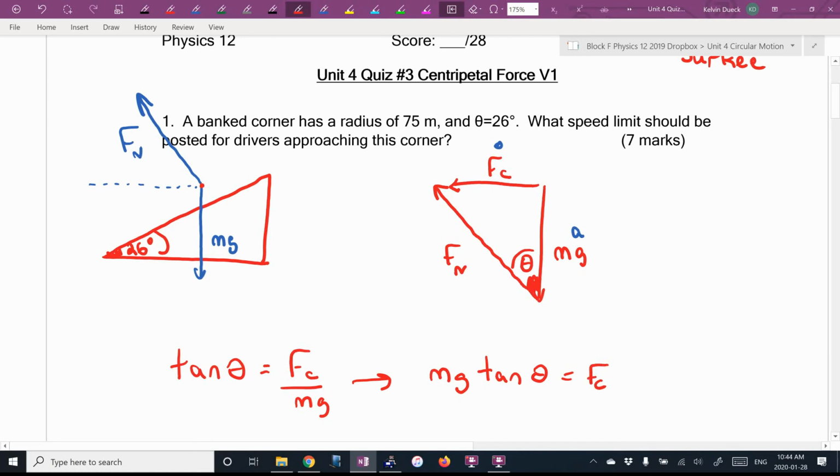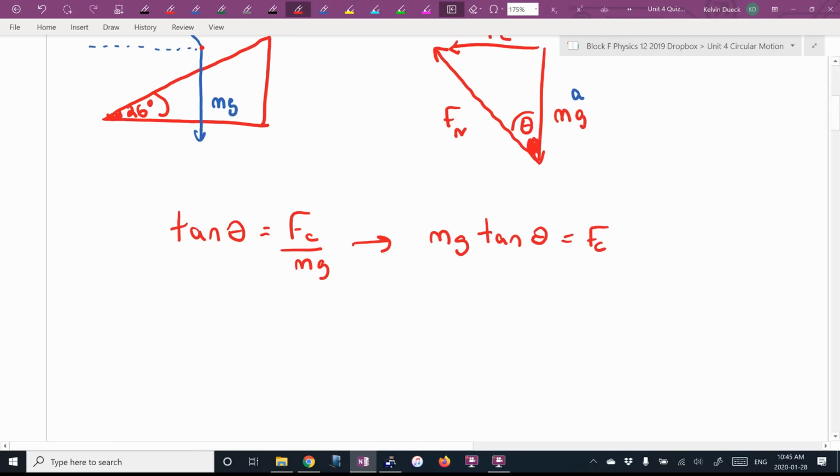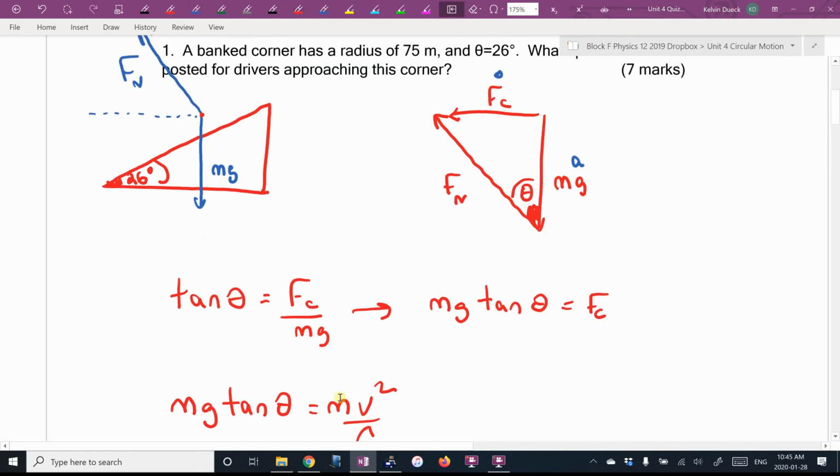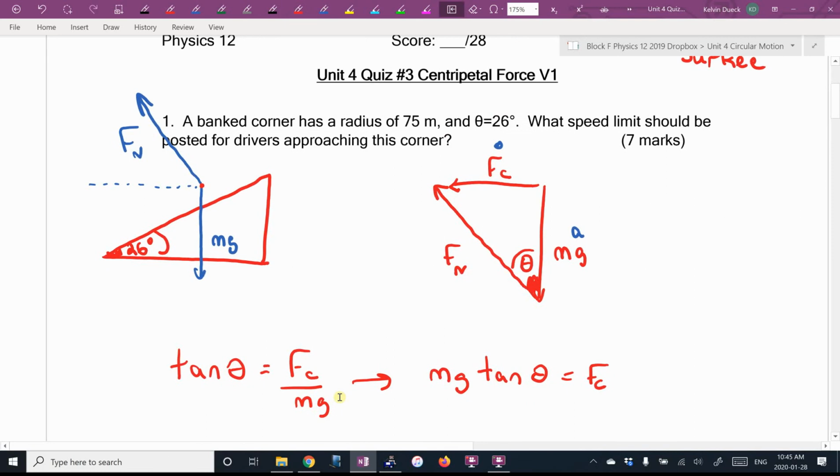FC is either going to be m4 pi squared r over t squared or mv squared over r. Which one am I going to use for acceleration? Did this question give me or mention speed, or did this question give me or mention period? So I'm going to go mg tan theta equals mv squared over r. What happens to the masses? Well, that's good because they didn't give me a mass in the question anyhow.